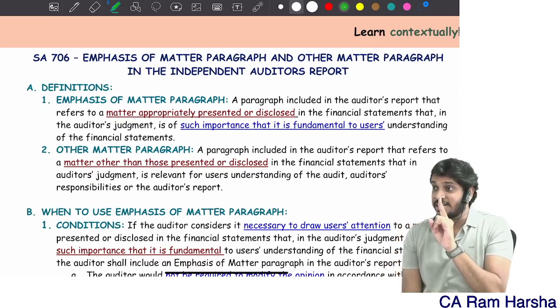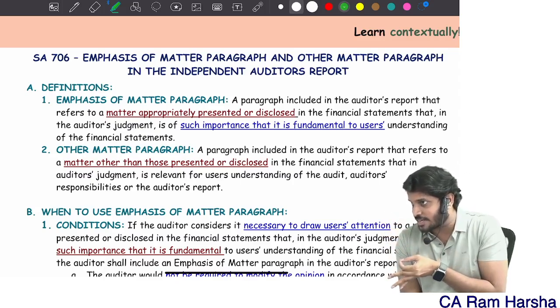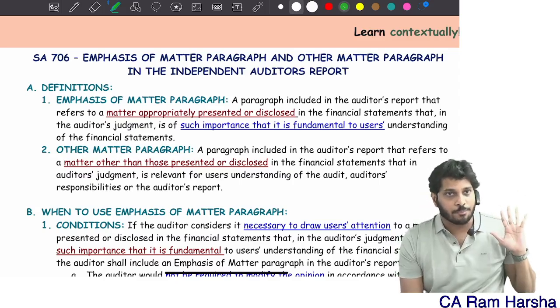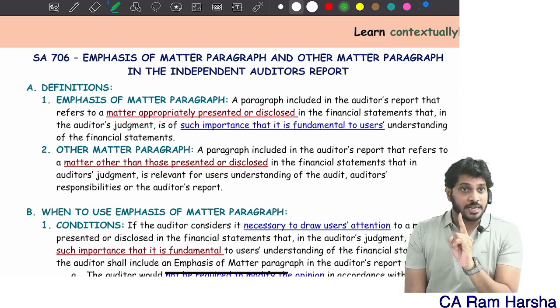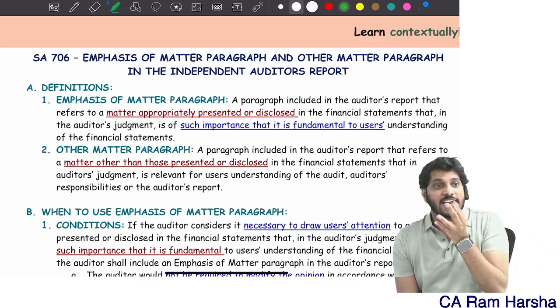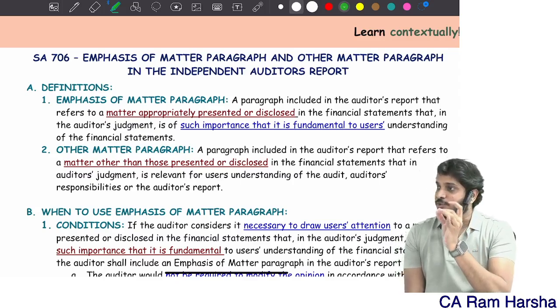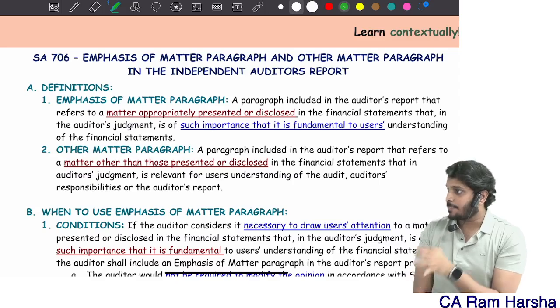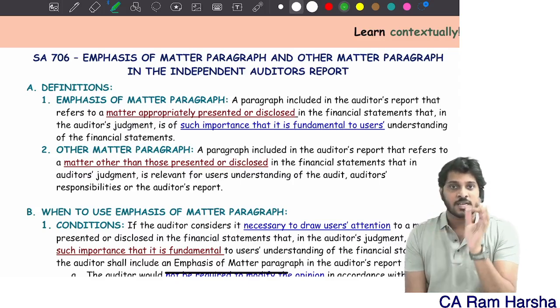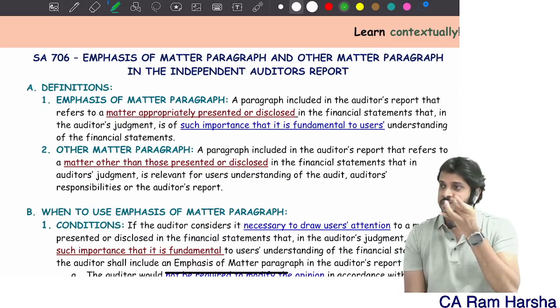So 700 addresses two issues. One, reporting on financials. That reporting part is what we are actually reading. Forming of an opinion. Before forming an opinion, the auditor has to evaluate two elements: qualitative aspects of entities' accounting practices, and specific evaluations about financial statements.